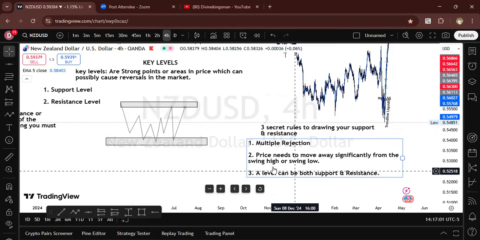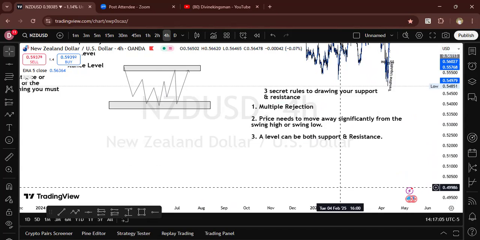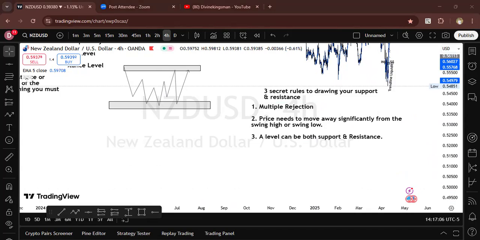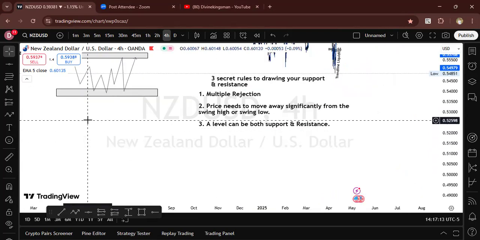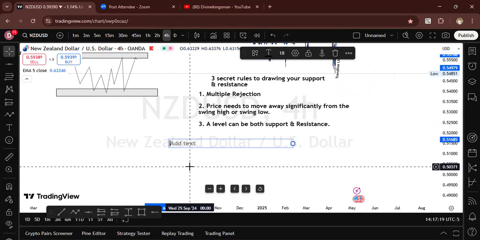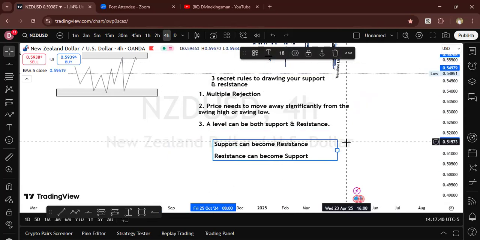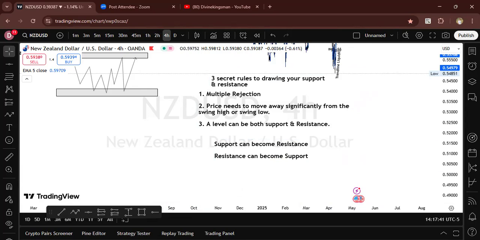And then the third one, a level can be both support and resistance. It means that support can become resistance and resistance can become support. I actually explained this yesterday, but because this is particularly about support and resistance, I'm going to talk about it well. Let's see how fast we can cover it, because we have less than 40 minutes. So support can become resistance, while resistance can become support.